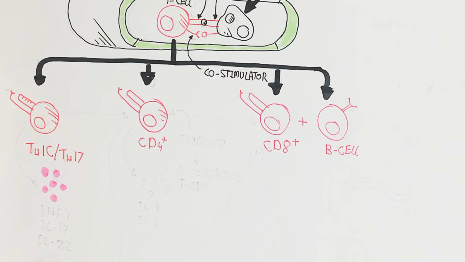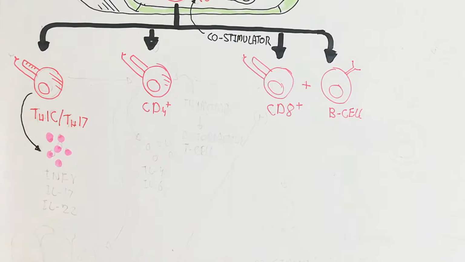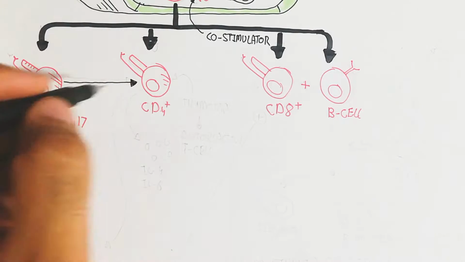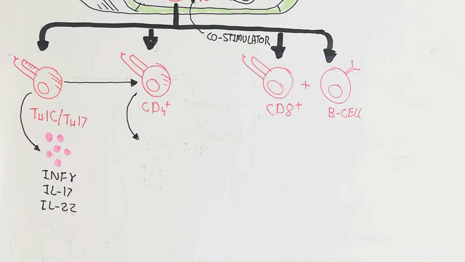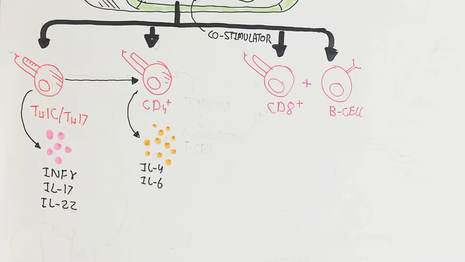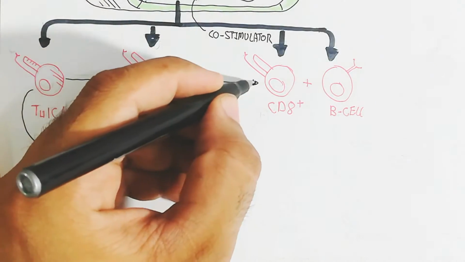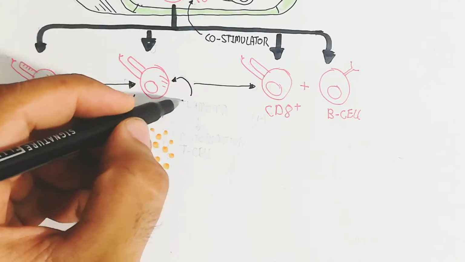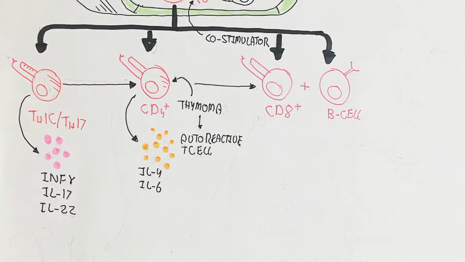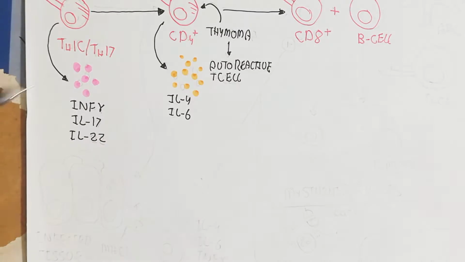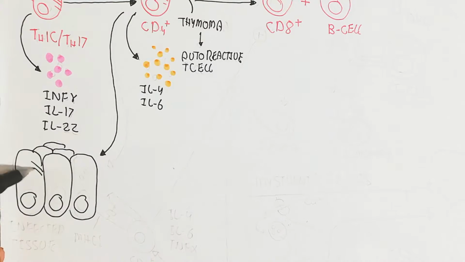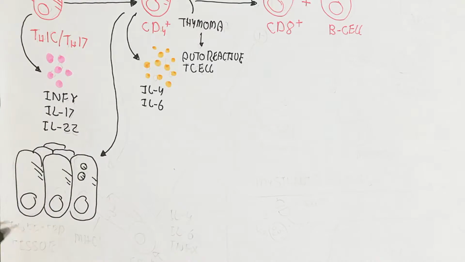The CD4 is the helper and the CD8 is the cytotoxic, and these produce interferon gamma, interleukin 17 and interleukin 22, which recruit other immune cells, while the CD4 will recruit the B cell through production of interleukin 4 and interleukin 6, and then the CD8 is also recruited through these cytokines. And thymoma formation will lead to autoreactive T cell production, reacting against our own tissue to cause infection and disease, known as an autoimmune disorder.